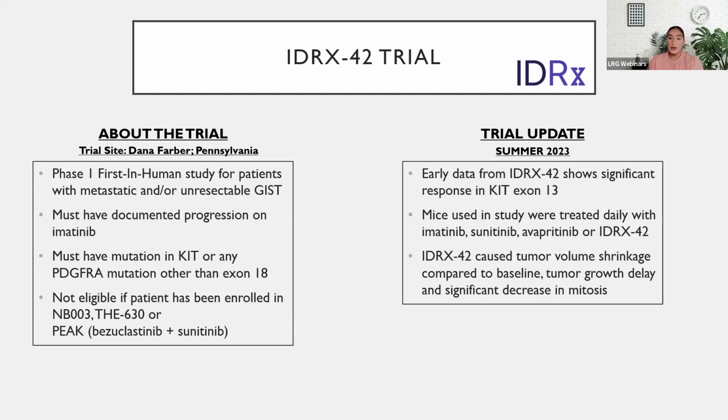Earlier this summer, IDRX did share early data which showed significant response in KIT exon 13. Mice models that were used in the study were treated daily with imatinib, sunitinib, avapritinib, or the IDRX 42 drug, and data showed that IDRX 42 caused tumor volume shrinkage compared to baseline, as well as tumor growth delay and significant decrease in mitosis. One thing to note is that this trial only has one trial site currently in Pennsylvania at Dana-Farber.